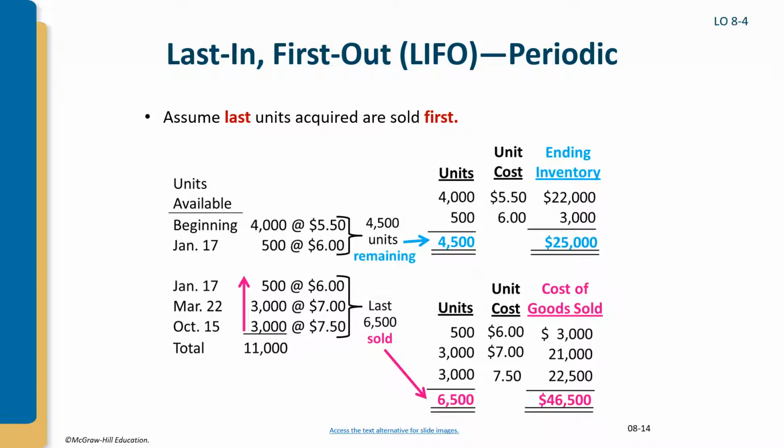Take a look. We're going to say the first 3,000 we sold cost $7.50 each. The next 3,000 cost $7. The next 500 cost $6. So under LIFO, cost of goods sold is $46,500. Then 500 costs $6 in inventory, and those 4,000, they're still in inventory at $5.50 each. And if you're going, how do you know that they're still in inventory? We're pretending, and it's okay. It's okay to remove them this way.